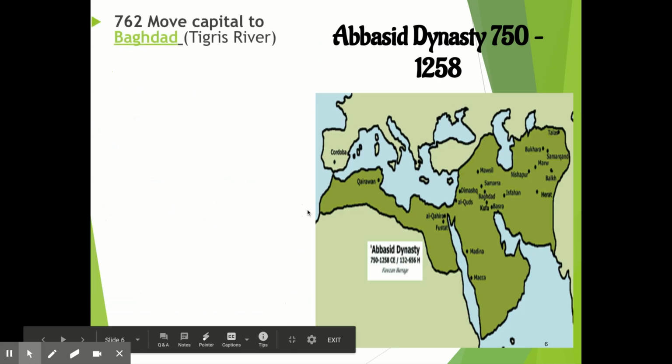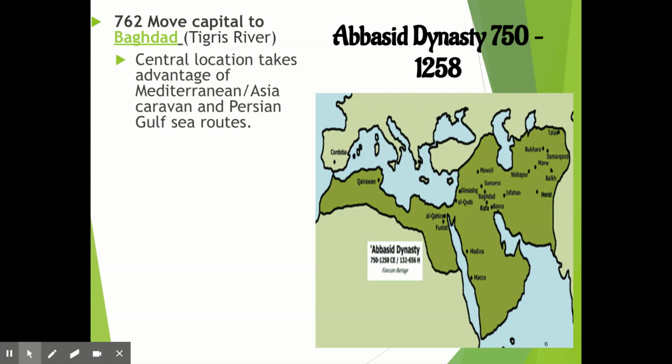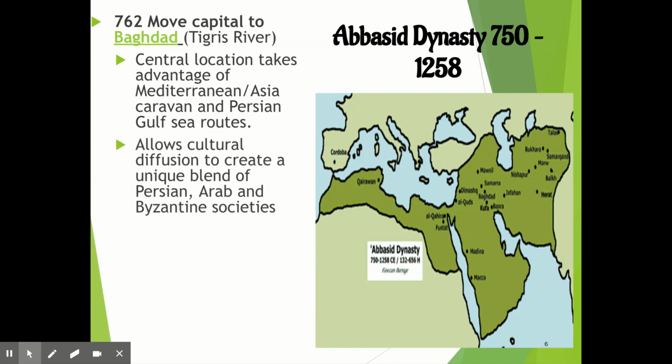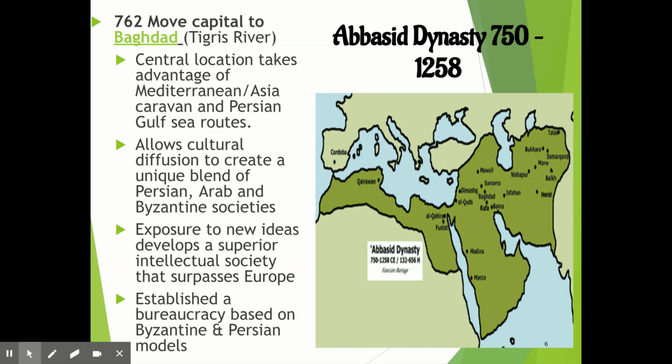All right, Abbasid dynasty. One of the first things that the Abbasid leaders do is move the capital city from Damascus, which was located here on the Mediterranean Sea, to Baghdad on the Tigris River. This central location is going to give them tremendous economic advantages. It's going to give them connections not only to the Mediterranean Sea, but also to the Silk Road and into the Indian Ocean. Baghdad has really become a cultural hub, and we're going to see a blending of Persian, Arab, and Byzantine societies. A whole ton of ideas are going to come into this city due to the leadership. And we're going to see a more bureaucratic model of government, even though it's not always going to work for them.